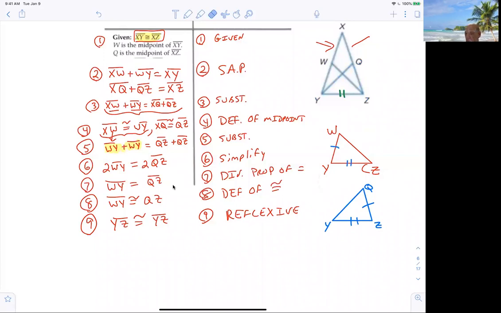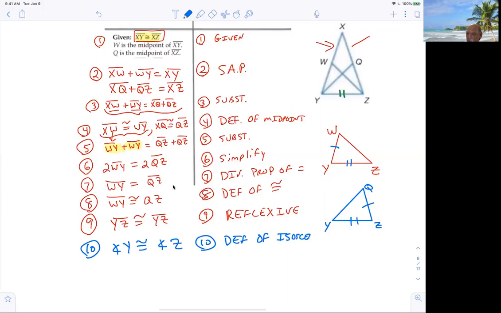Now, what is the other piece we needed? Angle what? So now we're going to say angle for number 10. Angle Y is congruent to what? Angle Z. And we can say that's definition of what? Isosceles. And isosceles, remember, just says if two sides are equal, then what? The base angles are equal. So we know that angle Y is congruent to angle Z.